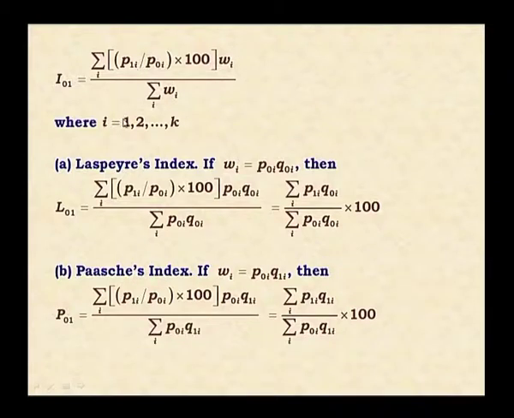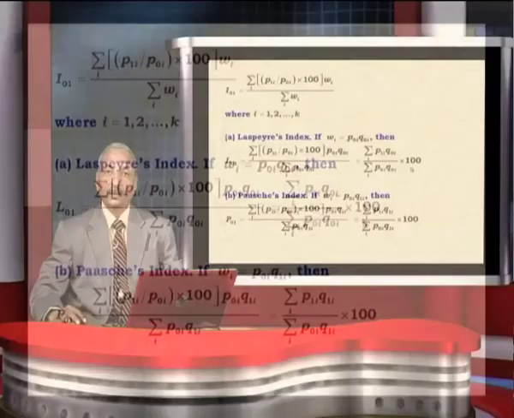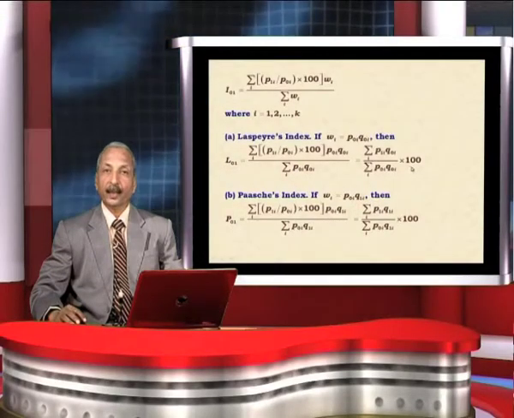Now, when we want to construct the Laspeyres index number, then the value of Wi is equal to P0i times Q0i, and this gives me the Laspeyres formula, which we denote by capital L01, and on simplification I get it as the sum of P1i times Q0i divided by the sum of P0i times Q0i, and of course we multiply it by 100 in order to have the value of the index number in percentage form.